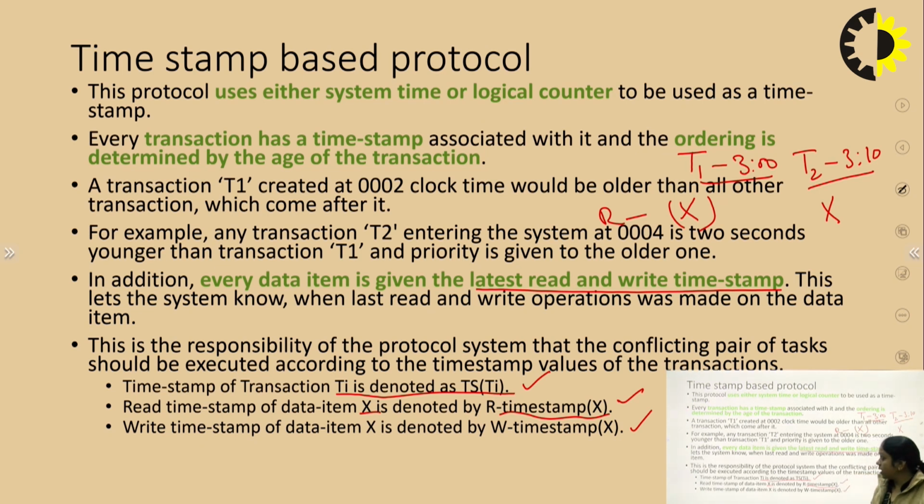In this way, the write timestamp value of the data item X is denoted by W-timestamp(X). So we will have three timestamp values in this protocol: one timestamp value for the transaction and two timestamp values for a particular data item.